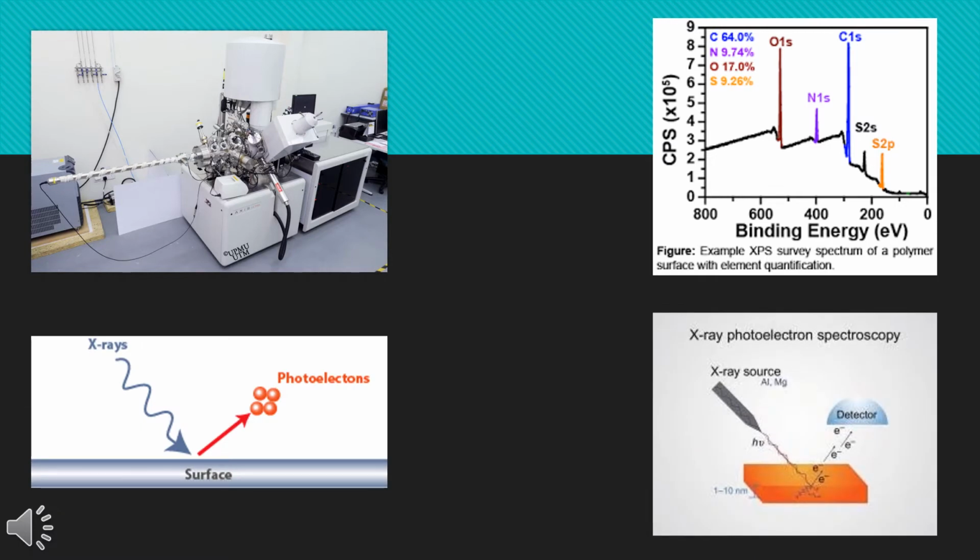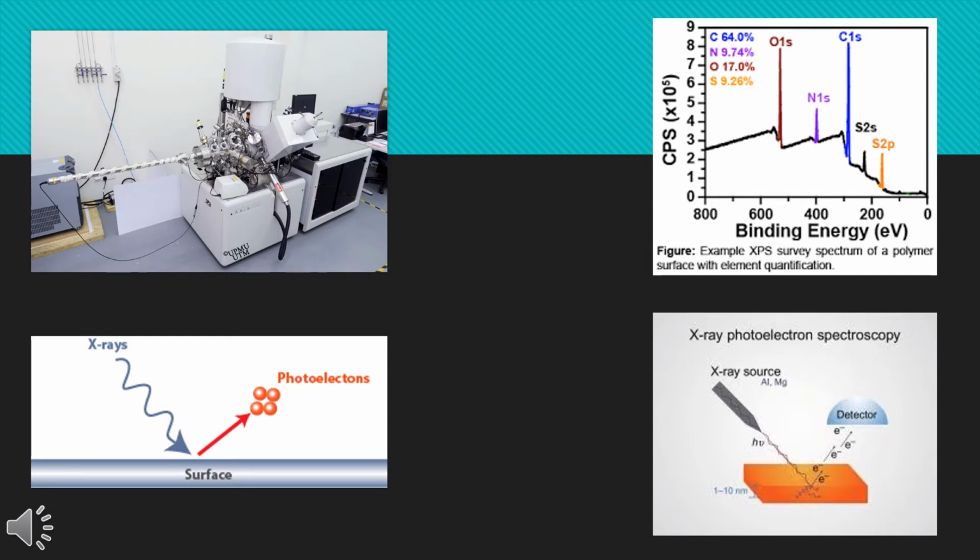As you can see in the slide, there are some figures. The first figure is the tool of X-ray photoelectron spectroscopy, also well known as the XPS tool. The second is a graph of an example XPS surface spectrum of a polymer surface with element quantification. The third is about the mechanism of the XPS principle. And the last is the diagram of an X-ray photoelectron spectrometer.